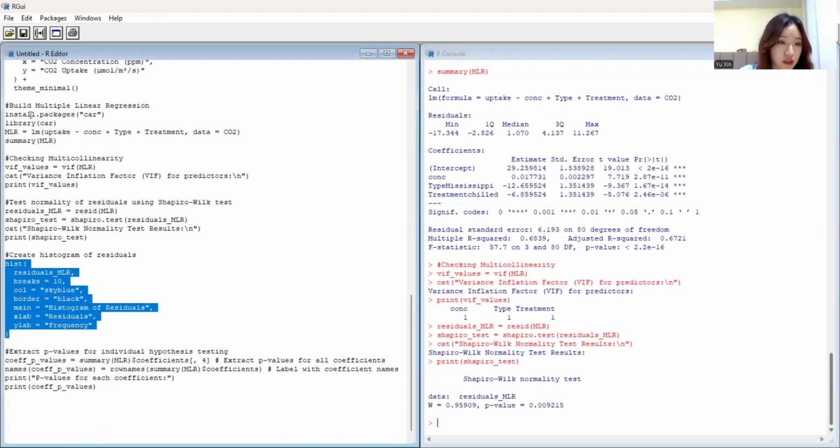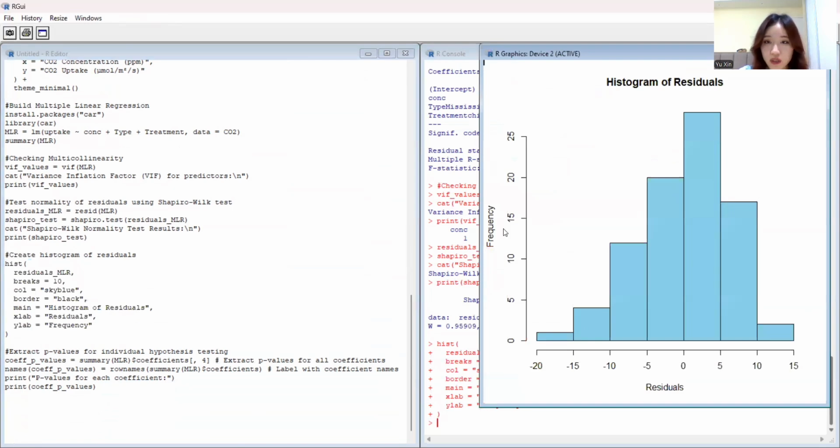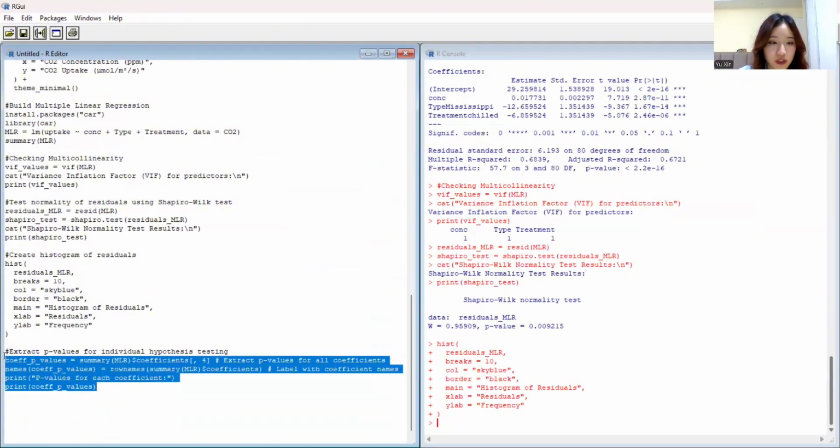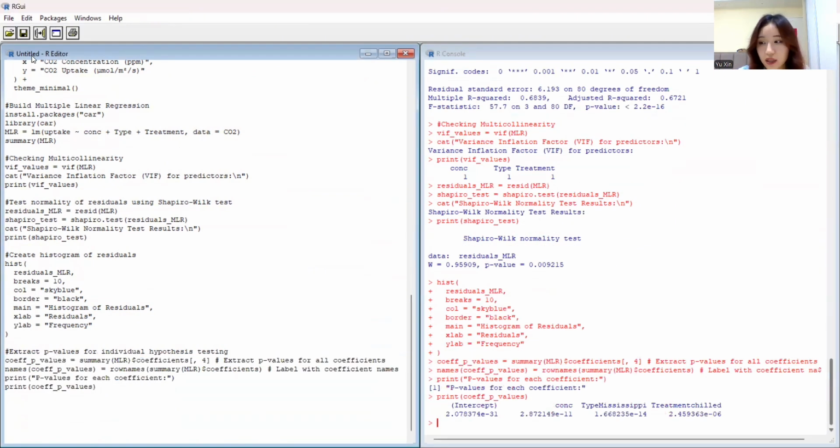Then we create a histogram of residuals. So here is the histogram. Lastly, we extract p-values for individual hypothesis testing. The output shows that the p-values are very, very small, showing that each predictor, which are concentration, plant type, and treatment, is statistically significant in explaining CO2 uptake. This means that these factors play an important role in predicting CO2 uptake.